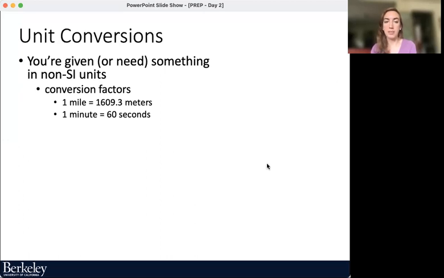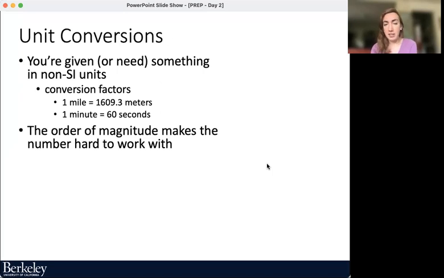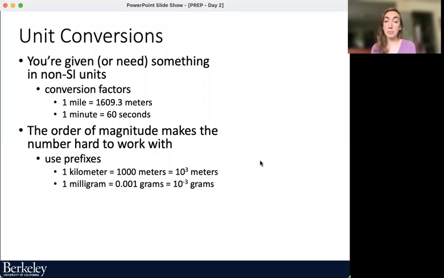It's not a problem. And then the other reason you might need a conversion factor is the order of magnitude might make a number hard to work with. So if you have a number that's like 5 billion and you don't want to keep writing 9 zeros over and over again as you're carrying it around, we use prefixes.